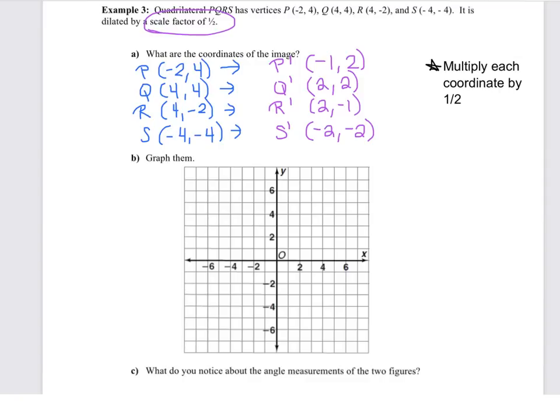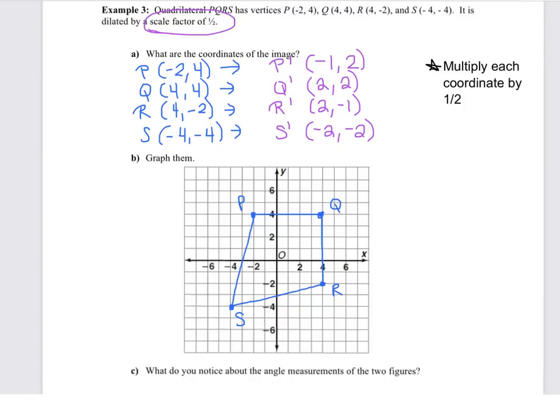So our first step is to graph our original coordinates, P, Q, R, S, the quadrilateral. So I'm going to graph those. So I graphed those 4 coordinates, and now I'm going to connect it to create a quadrilateral. So that is my original quadrilateral. And next I'm going to graph my dilated coordinates.